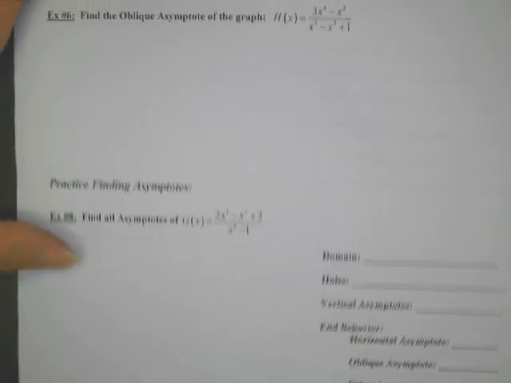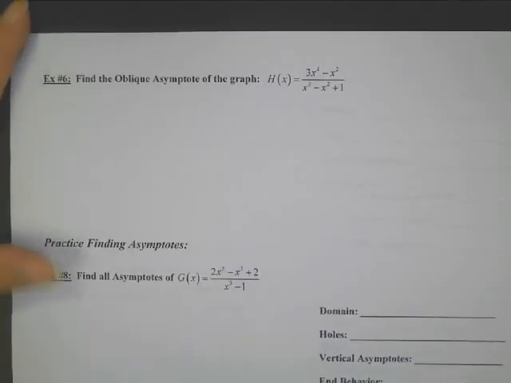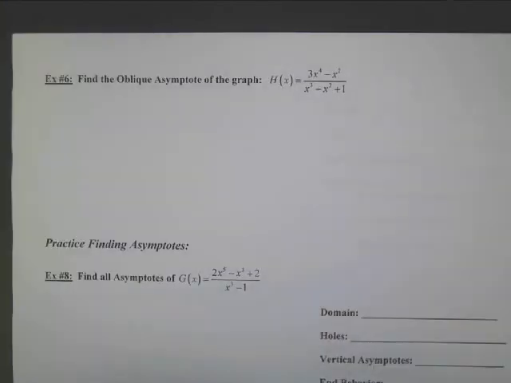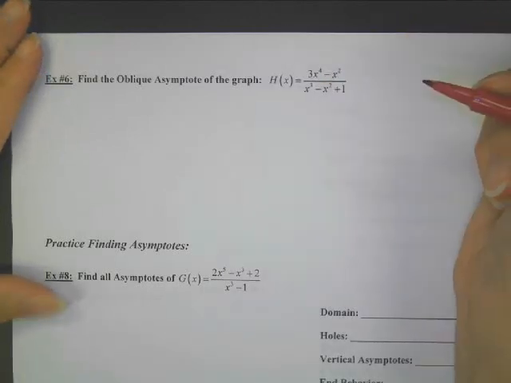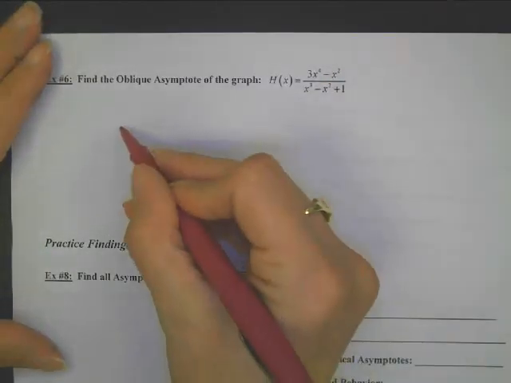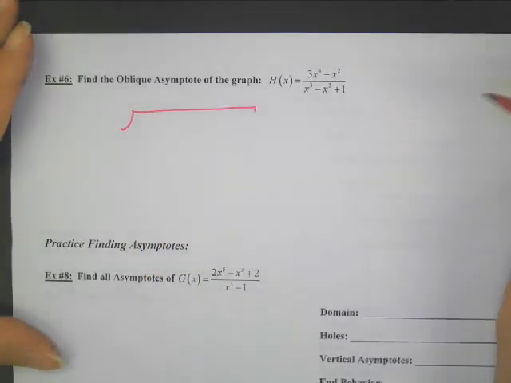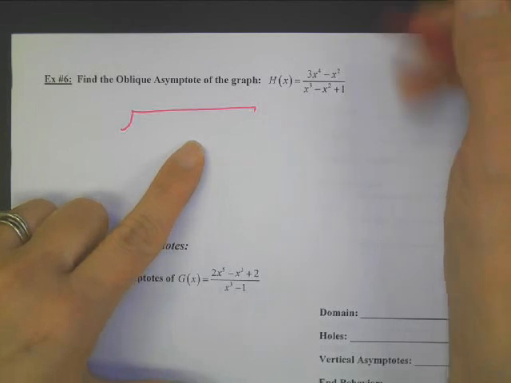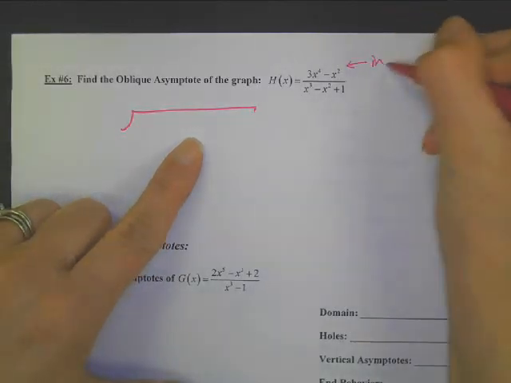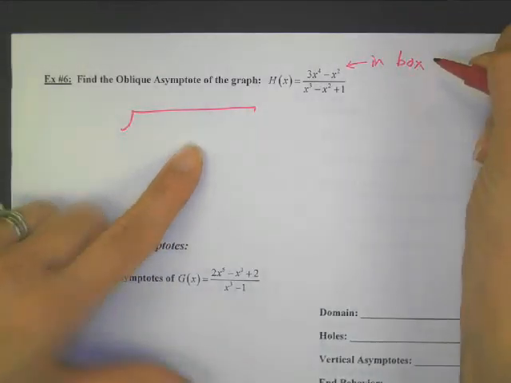Our first example right here, let's just go ahead and notice the powers. The degrees are 4 and 3. Okay, and when it is top heavy, guess what we have to do? Some long division. Let's just remind everybody how to do some long division. Which one goes in the divide box? That's right, the one up here. This one goes in the box.